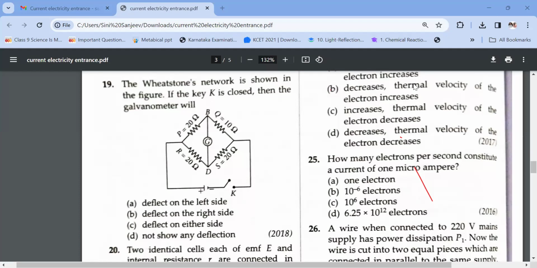So option D is the correct answer for this. Because the key is closed. Correct. If the key is closed, then the galvanometer will show no deflection because the Wheatstone bridge is said to be balanced. So option D is the right answer for this.